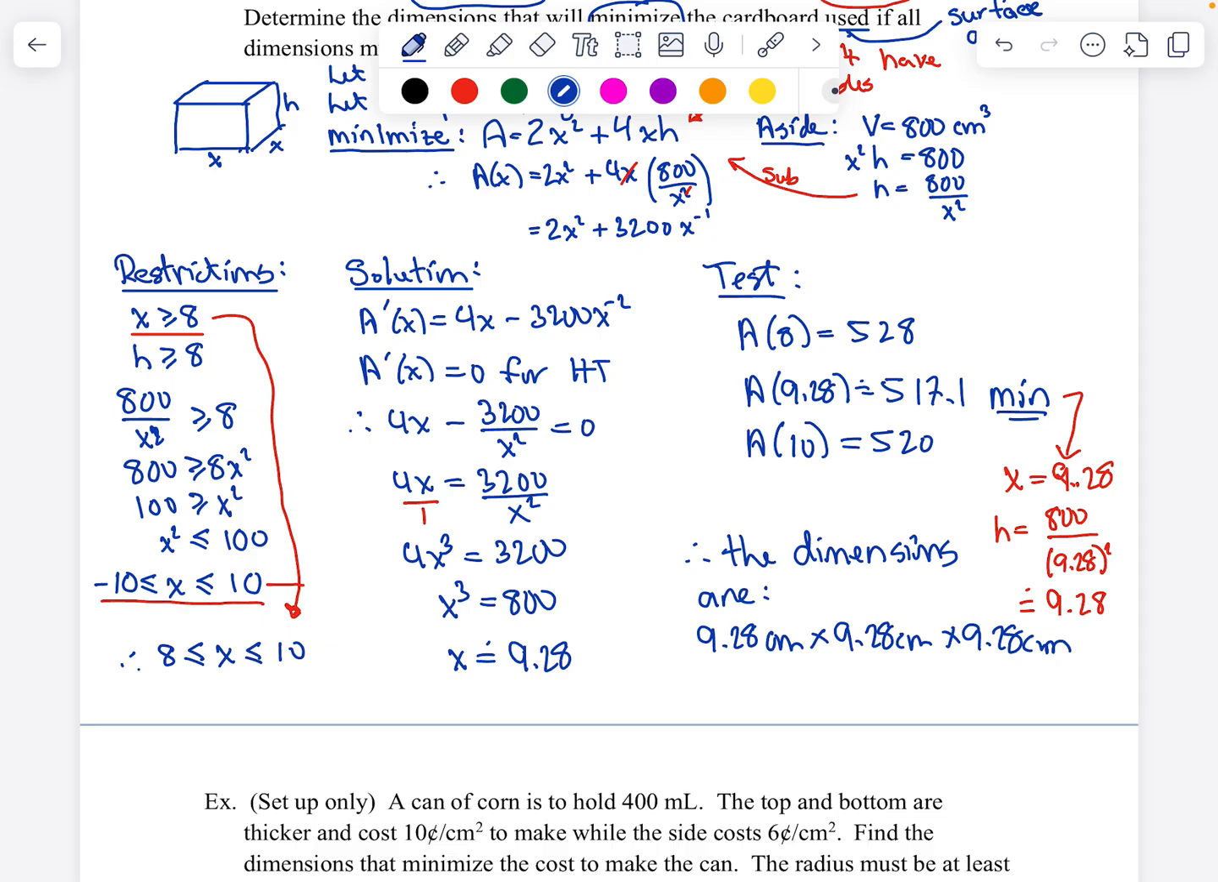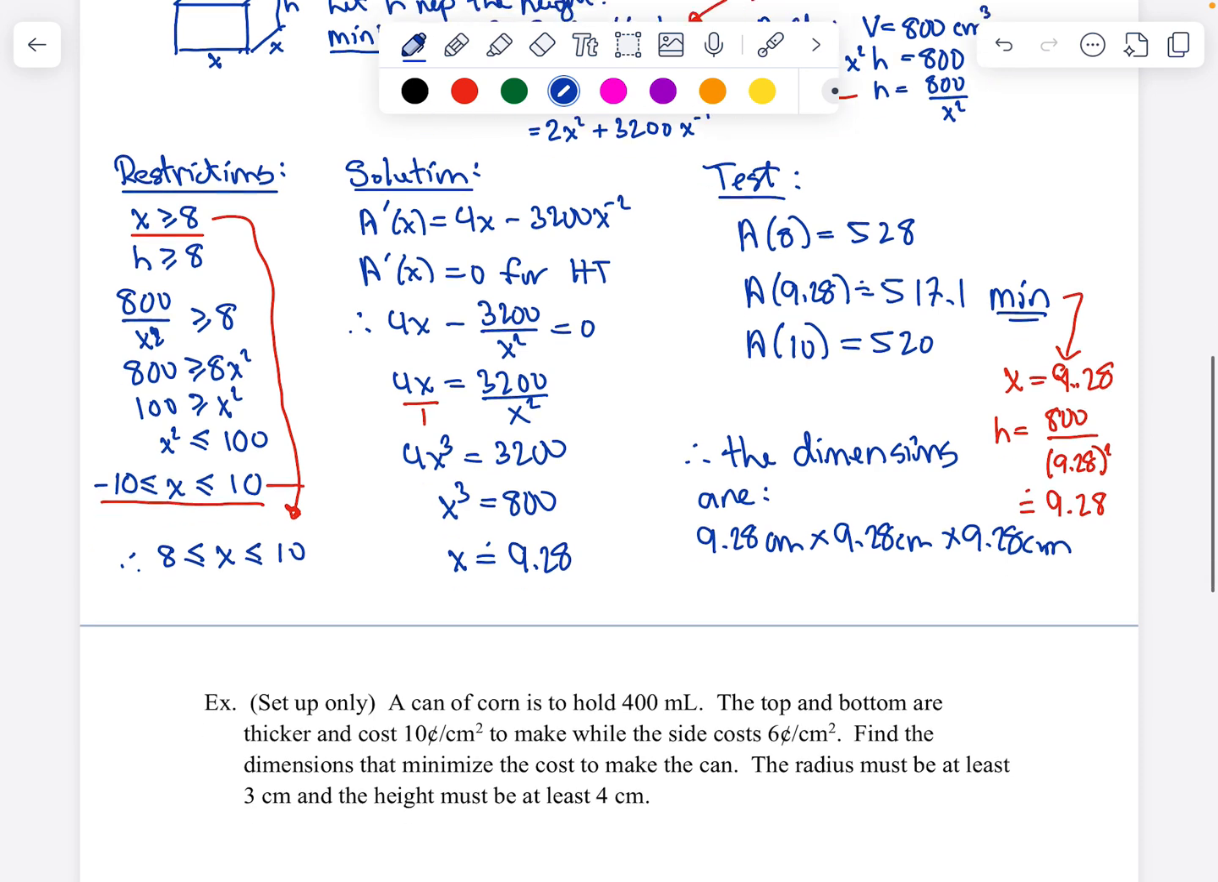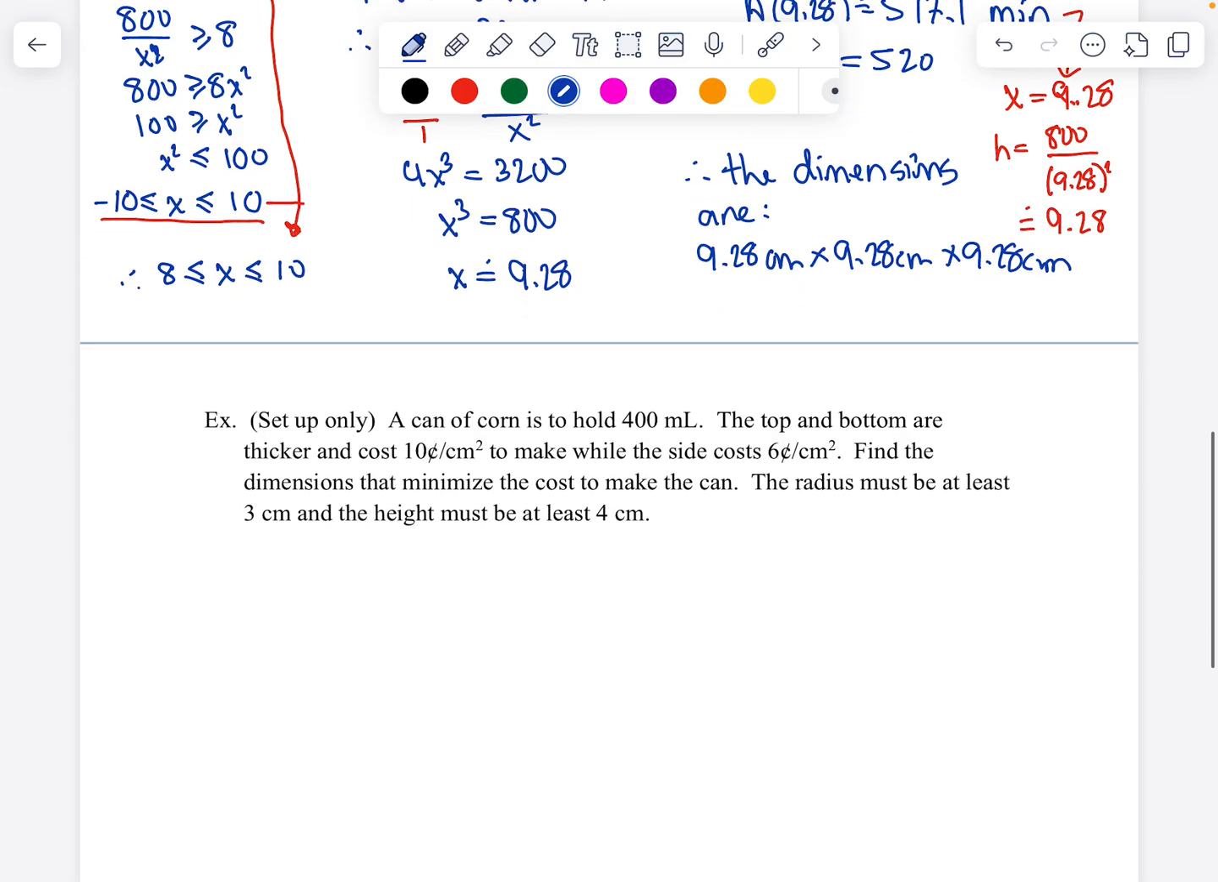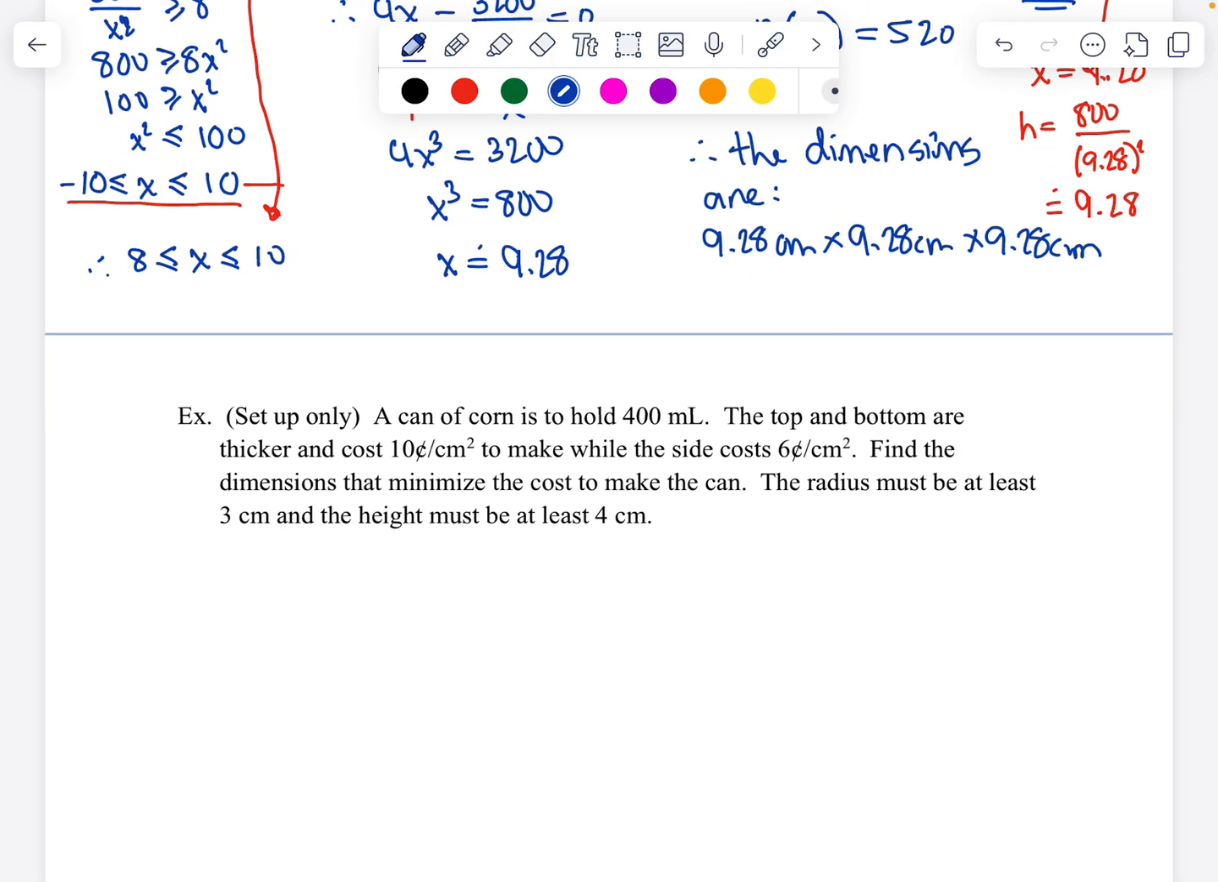The last question that I want to look at is very, very similar to this. The only thing that is different is that I now want to look at a can of corn. Same idea as what we just looked at, with a few variations. We're dealing with a different shape. We're now dealing with a can, so a cylinder. It's going to hold 400 milliliters. If you're not familiar with this idea, milliliters as a volume is the exact same thing as a cubic centimeter.